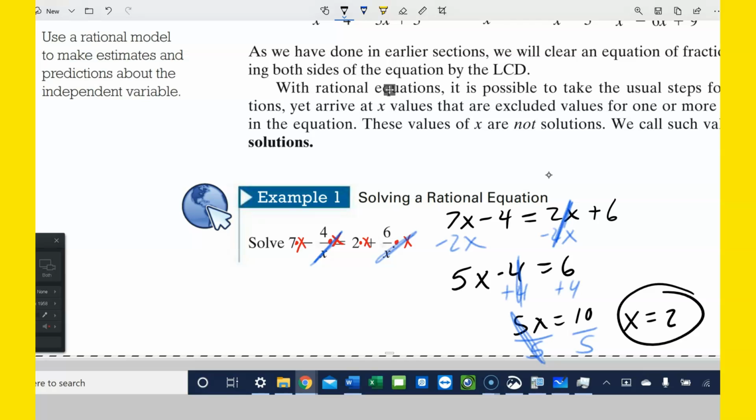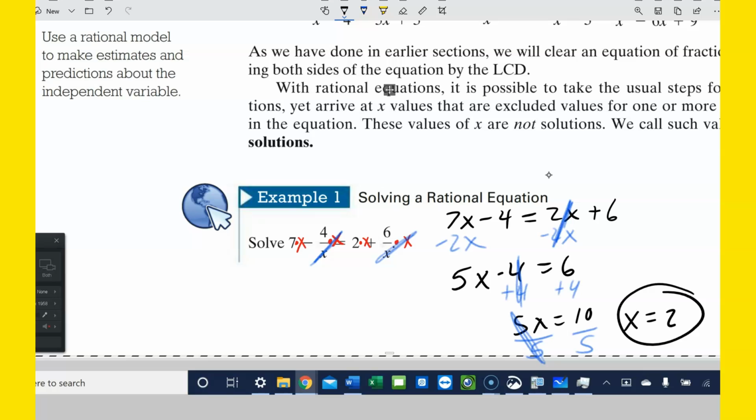One thing you need to do on these that's a little aggravating is that sometimes when you're solving a rational equation, the answer that you get for x is not actually a true answer. It's called an extraneous solution.